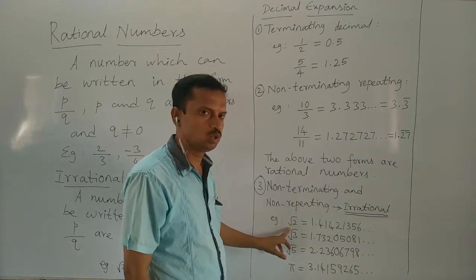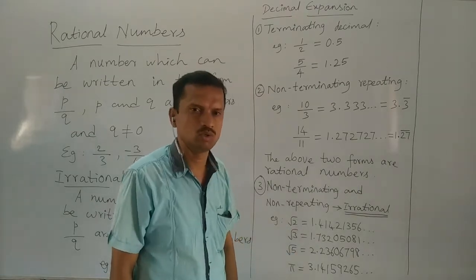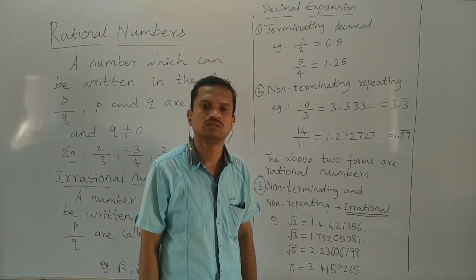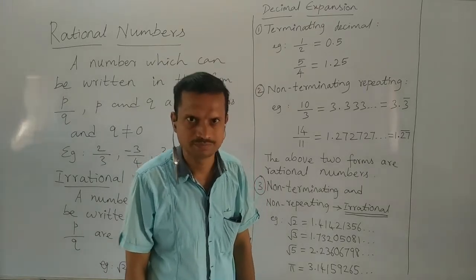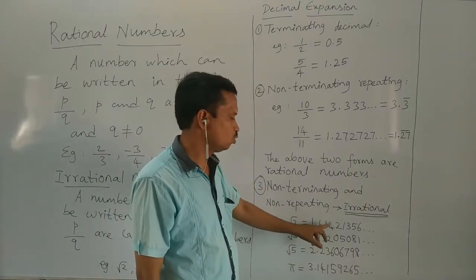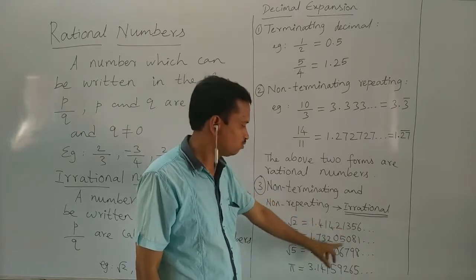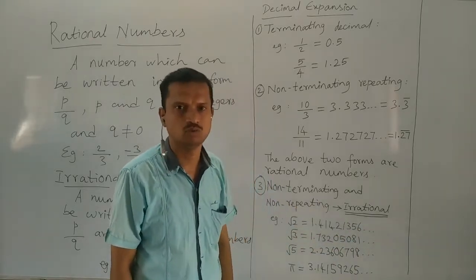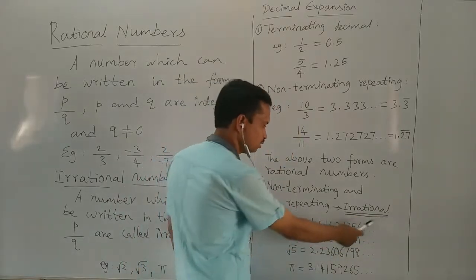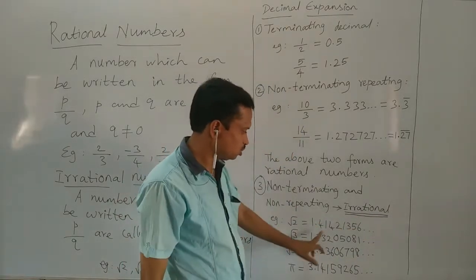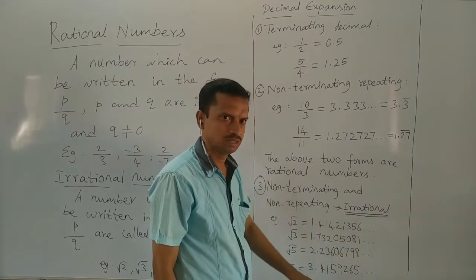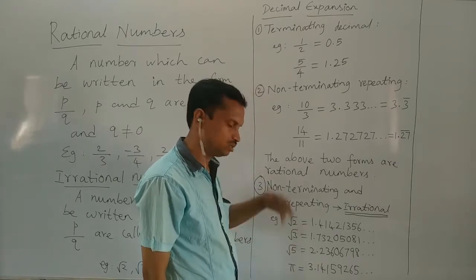For example, you take root 2. If you find the value of root 2, you studied in 8th standard in the chapter squares and square roots. Do you remember? I hope so. Okay. So root 2 is equal to 1.41421356, etc. That means what? It goes on and never ends. It is not repeating also. Different digits are coming here. So root 2 is irrational.